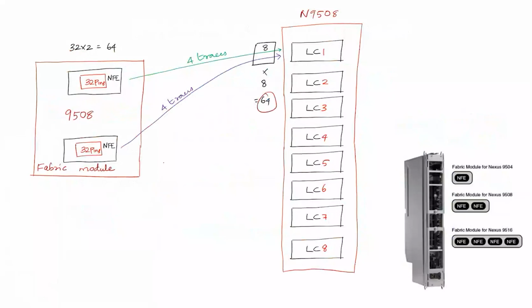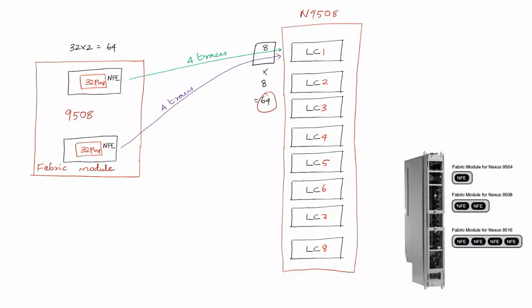See, this is a 9508 fabric module. Therefore, it has 2 ASICs. The 2 ASICs, how are they connected to each of those line cards? 8 line cards totally, correct? So 4 traces from here, 4 traces from here, totally 8 for each line card. So every line card is connected in such a way that we get up to 64 pins, which is the total cumulative value of the number of pins on both the ASICs.